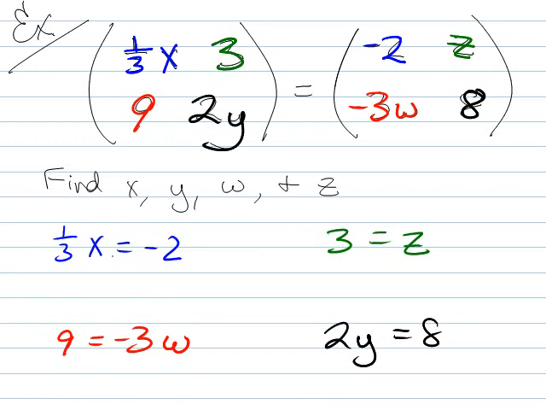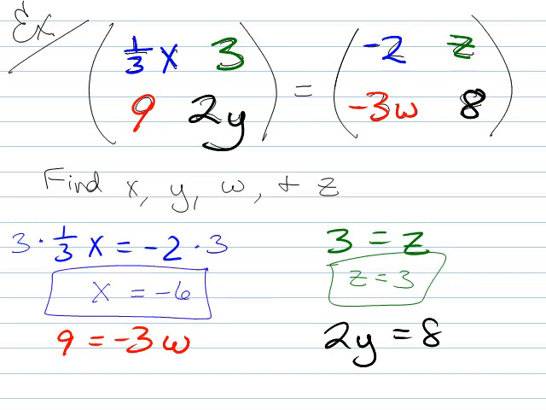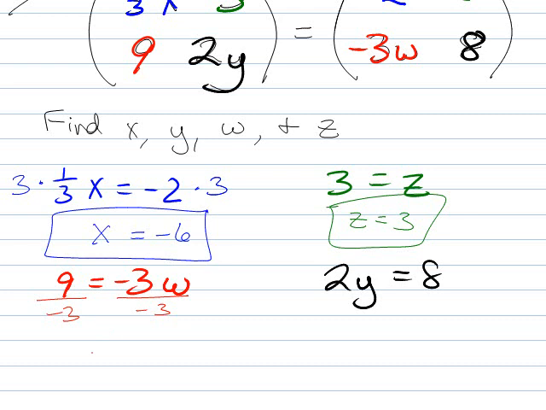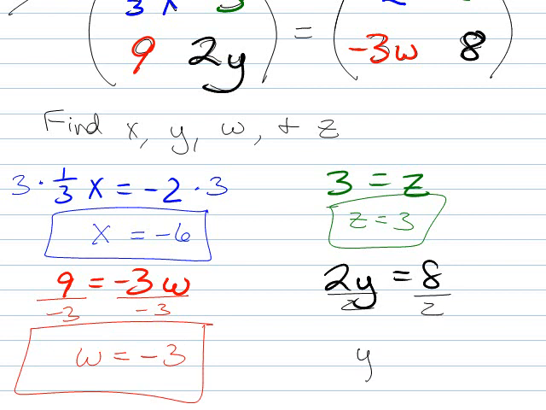Alright, good. Now we can solve for x, y, w, and z. Well, z we've already got. z equals 3. Now I can come over here. Let's solve for x. Multiply by 3 on both sides. We get x equals -6. This one we can divide both sides by -3 and get w equals -3. And then over here I can divide both sides by 2 and get y equals 4.